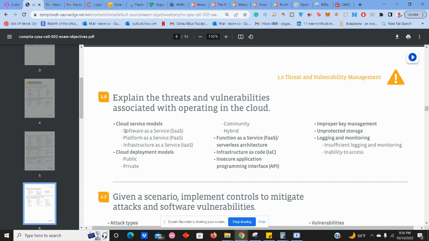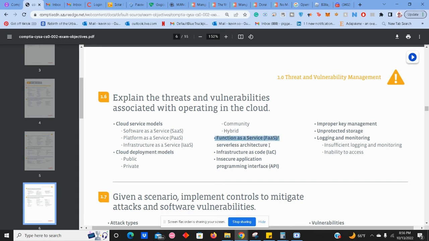1.6, explain the threats and vulnerabilities associated with operating in the cloud. The cloud service models: software as a service, where the provider completely manages it. Platform as a service is kind of the half-and-half, and infrastructure as a service is where you have to manage all of the infrastructure issues yourself. Platform as a service is where people provide you development tools ready for you to use and build your own stuff. There are cloud deployment models such as public, private, hybrid, and community.